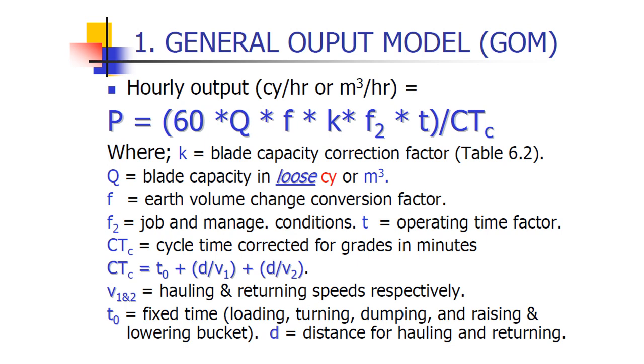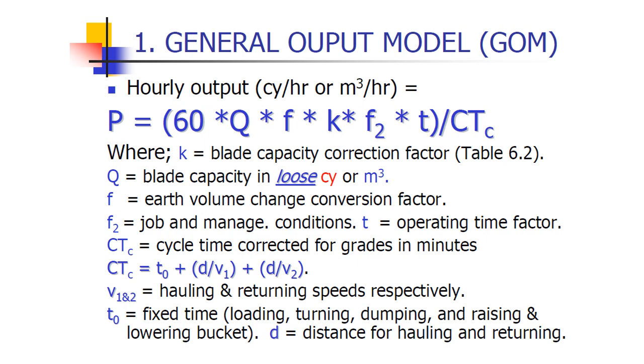Or sorry, this is the type, it's a blade. And a variable cycle time, which is d over v1 plus d over v2, where v1 and v2 are the holding and returning speeds respectively. The coefficients that we'll be discussing, the factors: F is the earth volume change conversion factor.